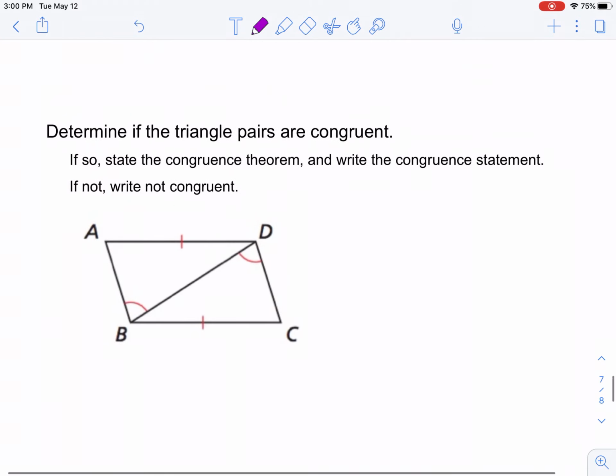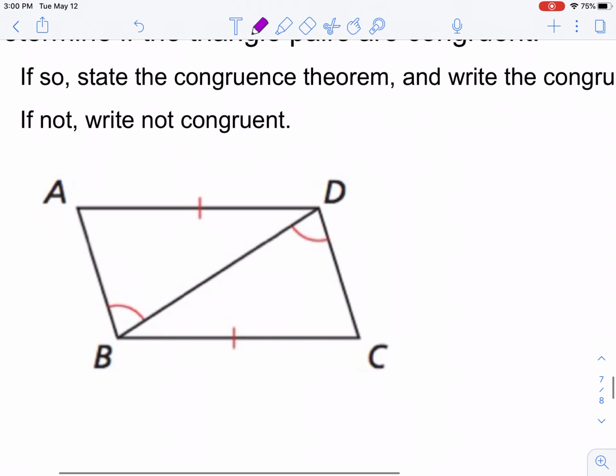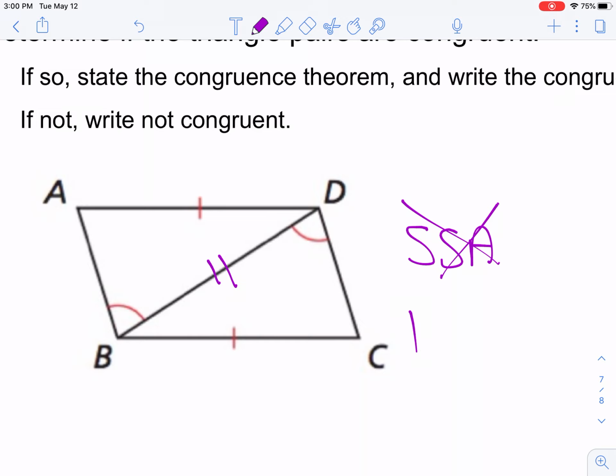So looking at this one here, same type of problem. I have this shared side here, and then as I work my way around the triangle, I have a side, and then that angle. I have a side and an angle. And side, side, angle does not work. So these triangles are not congruent.